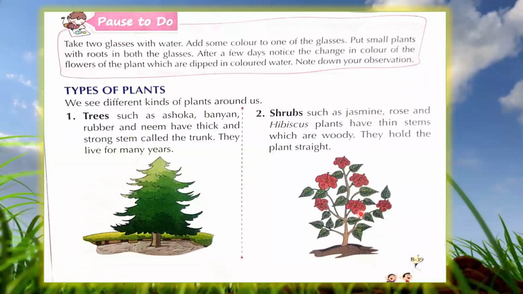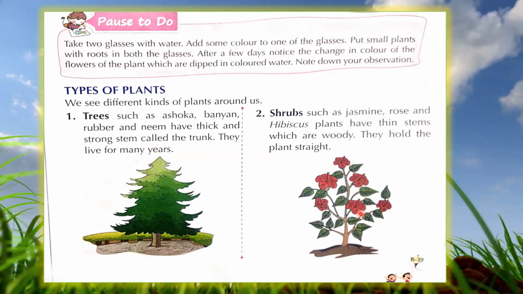Next is types of plants. We see different kinds of plants around us. हम अपने पास आस-पास अलग-अलग तरह के प्लांट्स देखते हैं, और आज हम करेंगे कि वो डिफरेंट प्लांट्स कौन-कौन से हैं. Number one, trees. Trees such as Ashoka, Banyan, rubber, neem have thick and strong stem called the trunk.